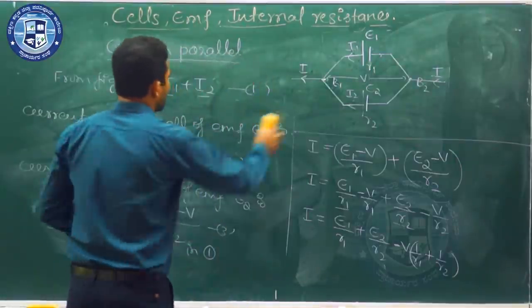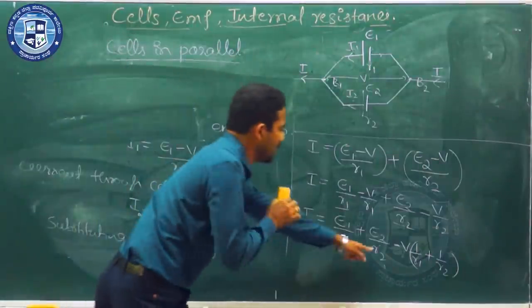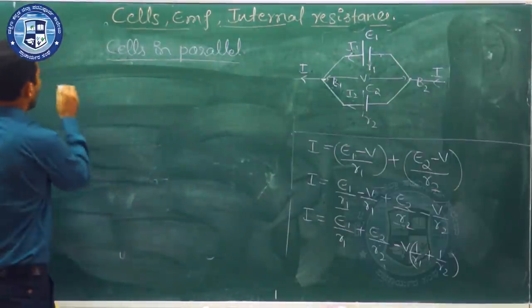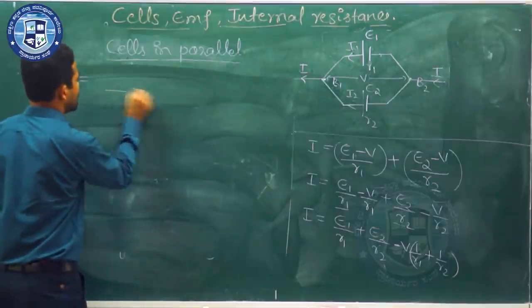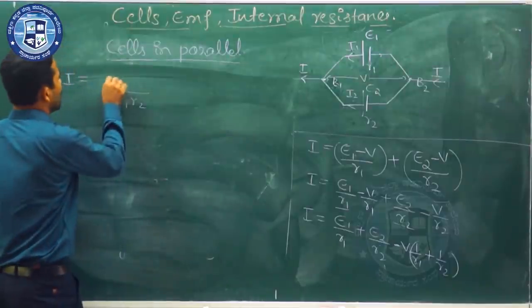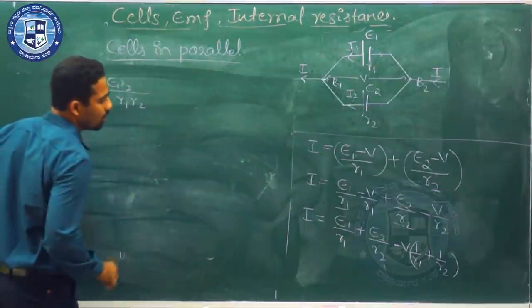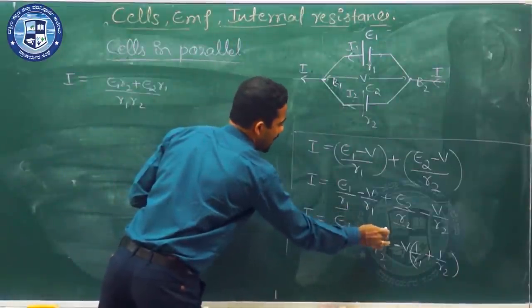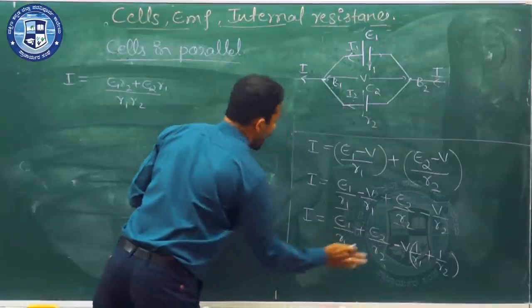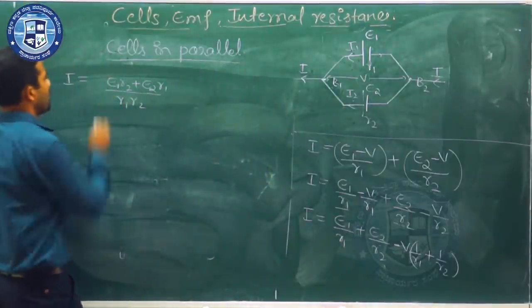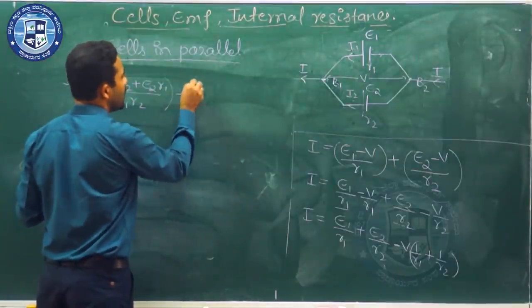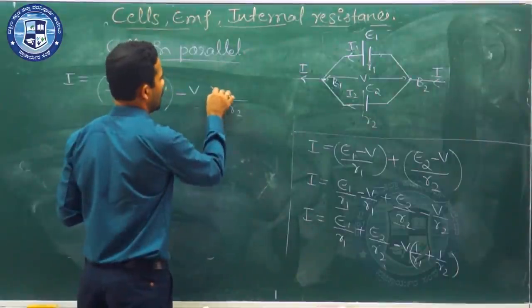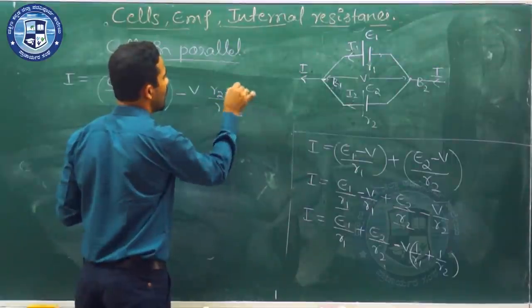Now let's take a common denominator here for both the terms. E1 R2 plus E2 R1. You have to take the common denominator, that means you have to multiply E2 with R1, E1 with R2. Yeah, that is what you have written here. First term minus V into, take common denominator there, that becomes R1 R2. That is why you have to write the numerator as R2 plus R1.